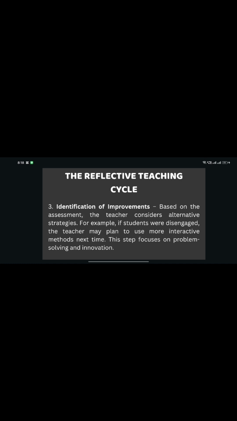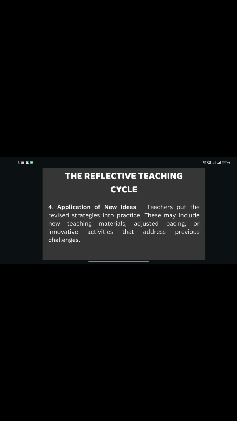So the third one is identify areas of improvement. So based on the reflection, the teachers think of ways to make the lesson better next time. So for example, using more interactive methods if students seem disengaged. So the last one is application of new ideas. So finally, the teacher applies the new strategies or adjustments in future lessons to improve learning.